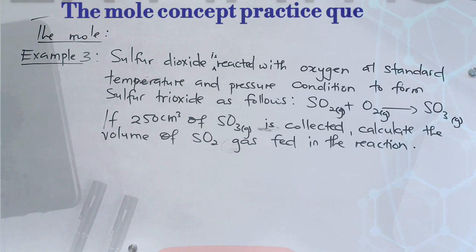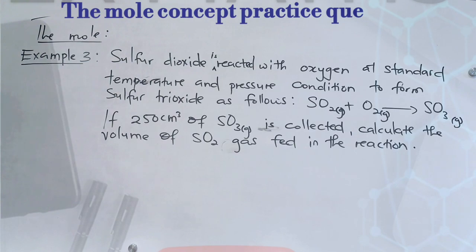If 250 cubic centimeters of sulfur trioxide is collected, calculate the volume of sulfur dioxide gas fed in the reaction. So we have sulfur dioxide and oxygen as our reactants and sulfur trioxide as our product. But the first thing that you need to do is to check if your equation is balanced or not.